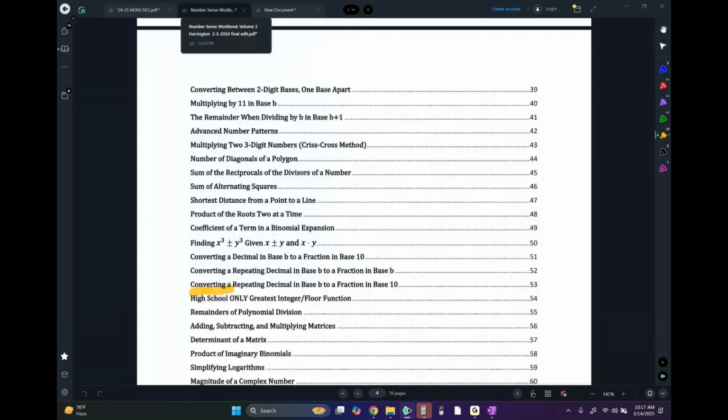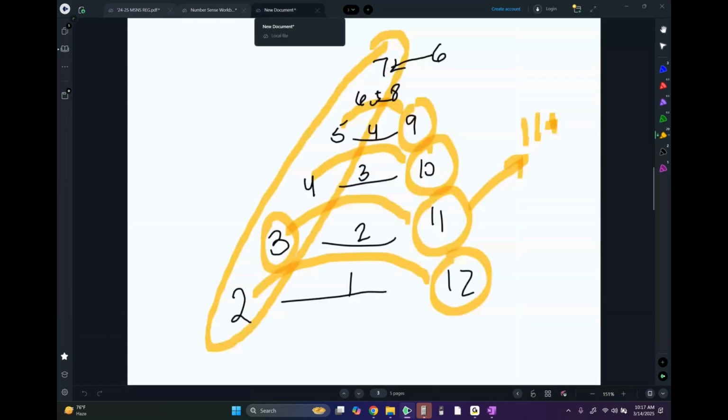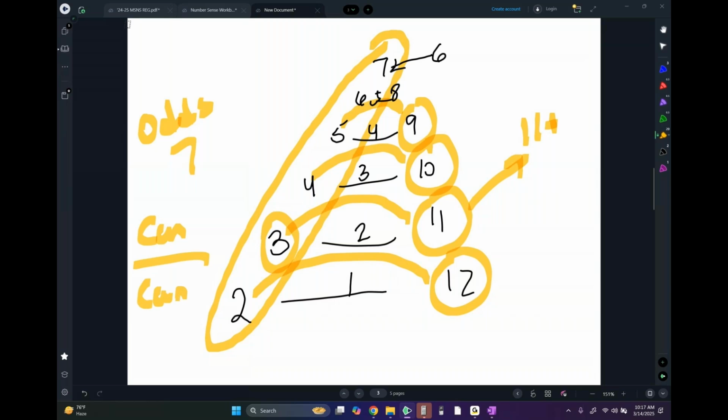Okay, so the question that you're asking about is what's the odds of rolling a 7? Okay, now first thing, we got to talk about odds. Odds is not probability. Odds is number of ways you can do something versus the number of ways you cannot do something. Yes? Can to cannot. So how many ways can we roll a 7?